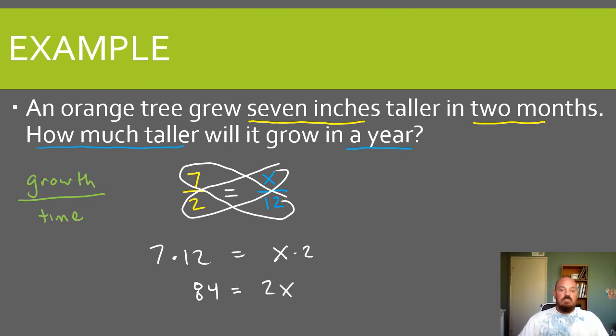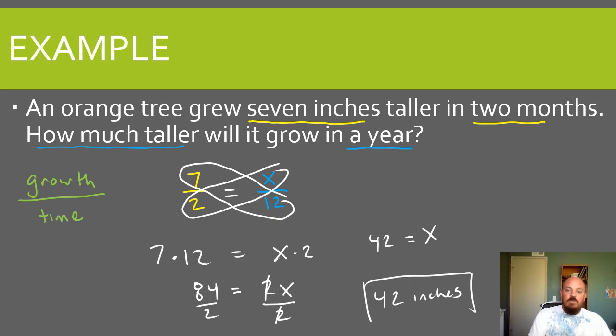So you can figure this out by dividing both sides by 2. We want to isolate that x. We're going to divide by 2. 2 cancels with 2. X ends up equaling 84 divided by 2, 42 inches. So basically what we're figuring out here is if our orange tree grew 7 inches taller in 2 months, then it would grow 42 inches taller in a year, as long as it keeps growing at the same rate.